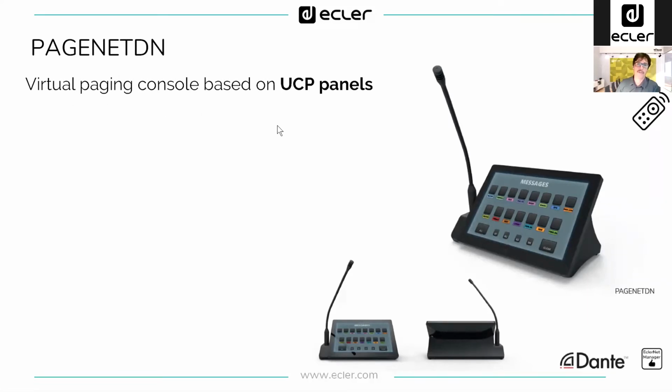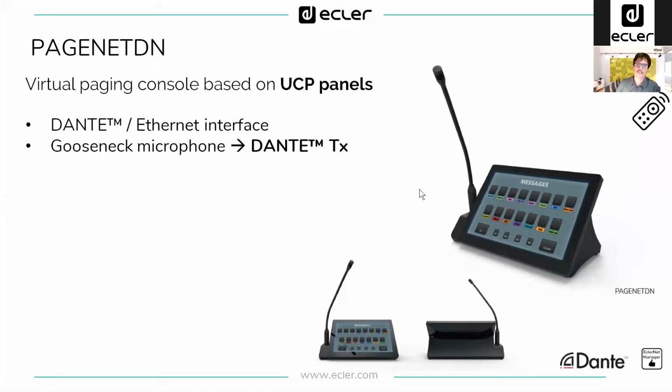It's a virtual paging console based on UCP panels. It's Dante based, so this microphone is sent with a Dante transmitter. Not only this microphone, but here at the bottom there's an RCA connection and a stereo connection. So an auxiliary input is also transmitted by Dante. So we can have a microphone and some kind of player here next to the paging station, and all will be sent by a Cat5 cable onto the network.